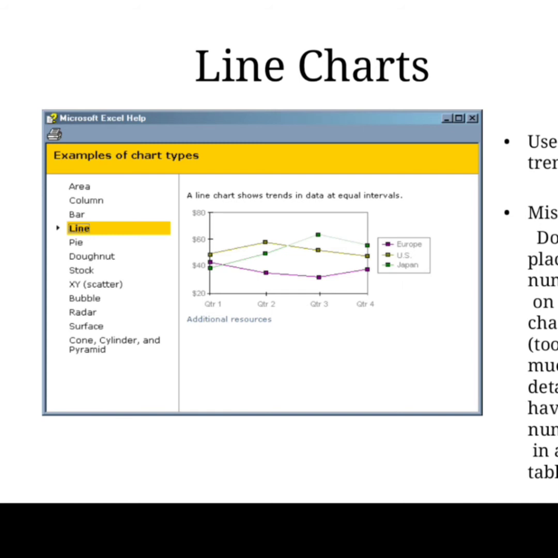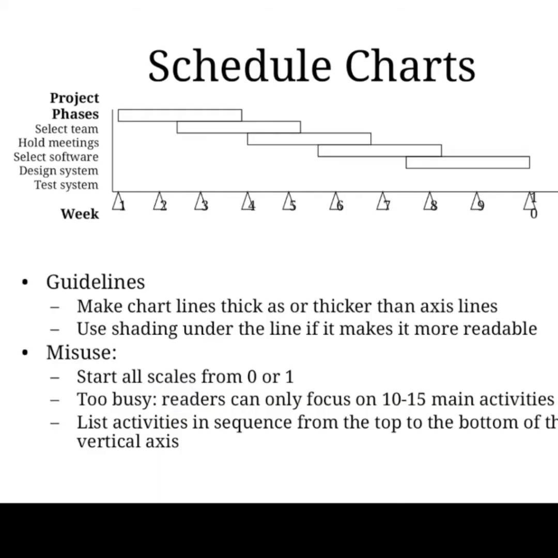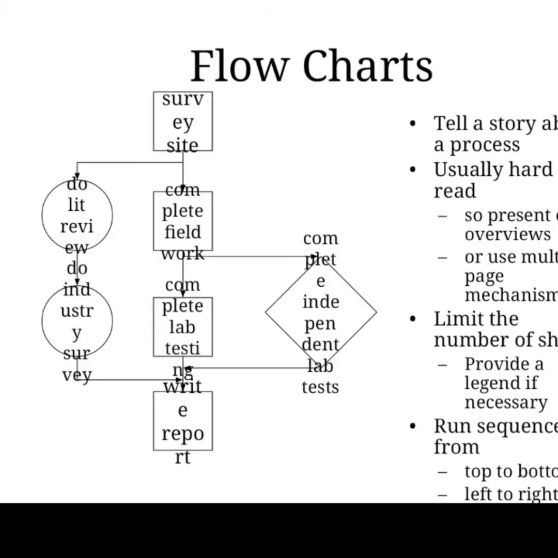Line charts are there. These line charts are simple. They give the information or relationship between quantitative variables. Customarily, the independent variable is plotted on the x-axis and the dependent variable is plotted on the y-axis. Then there are the schedule charts. The guidelines: make chart lines as thick as or thicker than the axis line. Use shading. You can use multiple colors to compare the results.